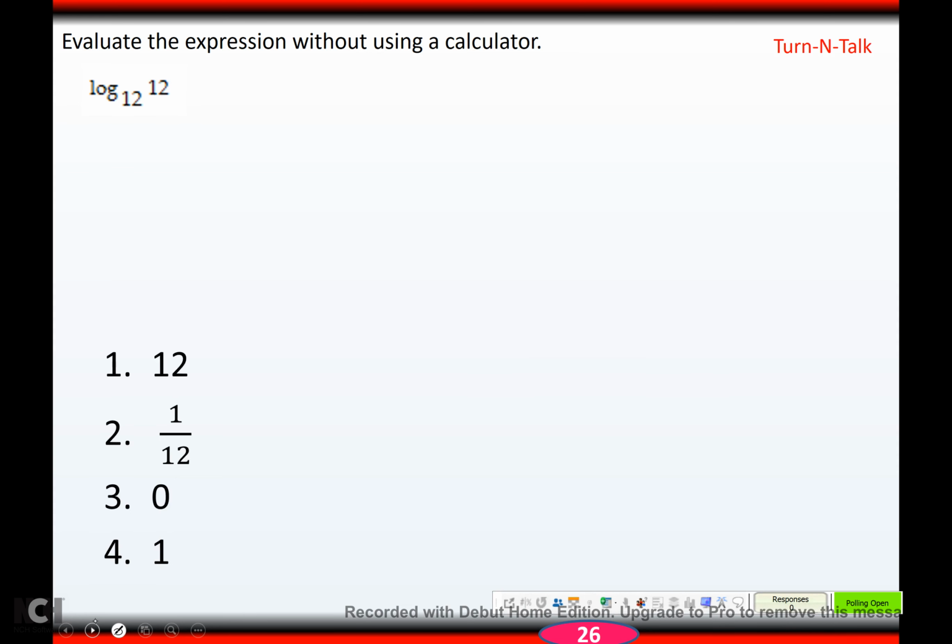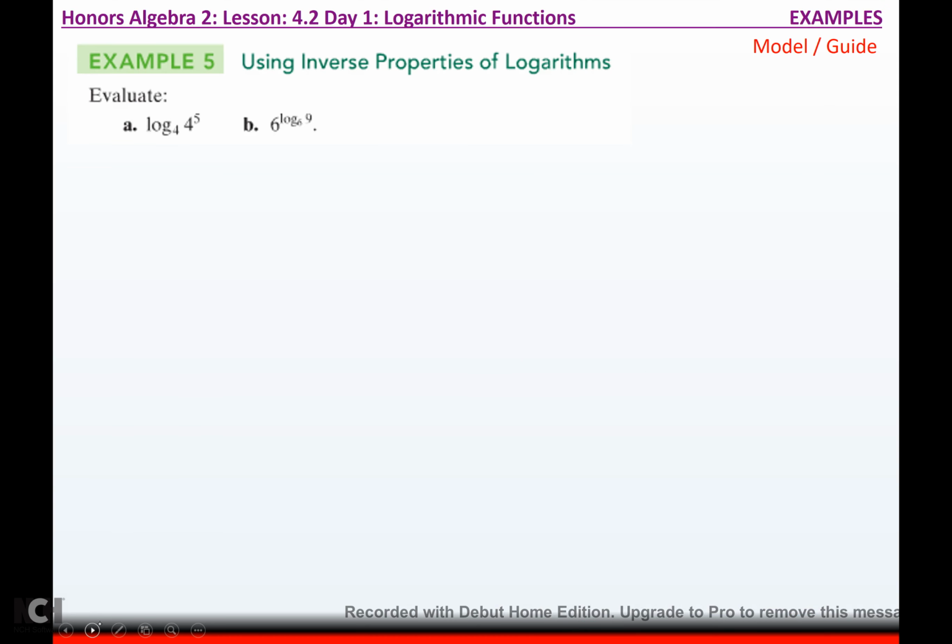Okay, you try this one. Pause, come back when you're ready. They match, so my answer is 1. Okay, when they have these, you see how this 4 matches this 4? Again, my answer is 5. When these match, they cancel, and my answer is 9.